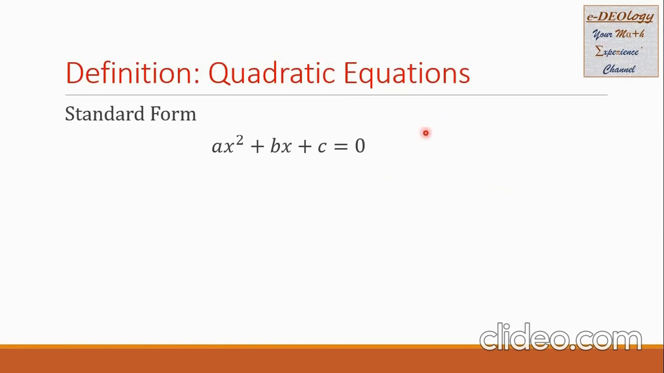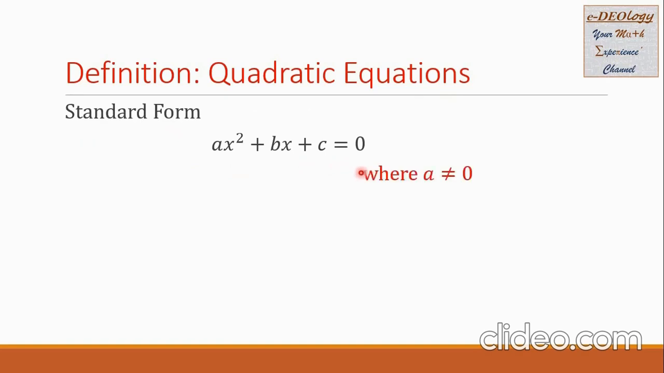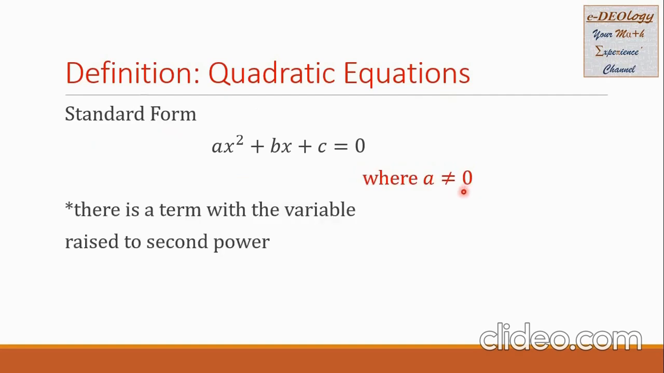First, let us define quadratic equations. Quadratic equations are of this standard form: ax squared plus bx plus c equals 0, but a should not be equal to 0. It means in a quadratic equation, there is a term with a variable raised to second power. Example, 2x squared plus 9x minus 5 equals 0.